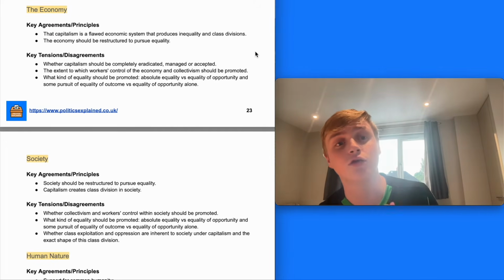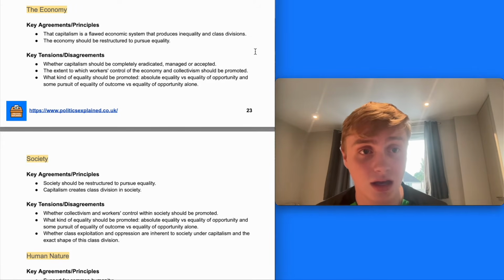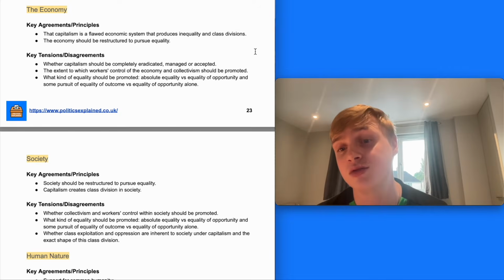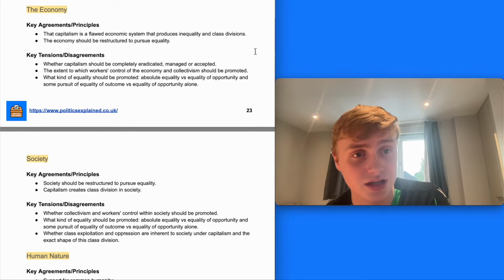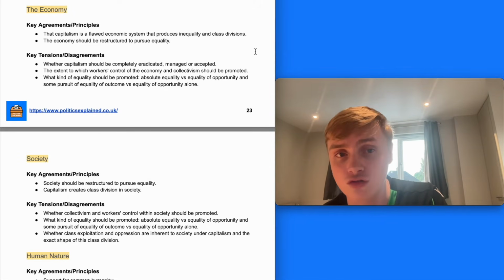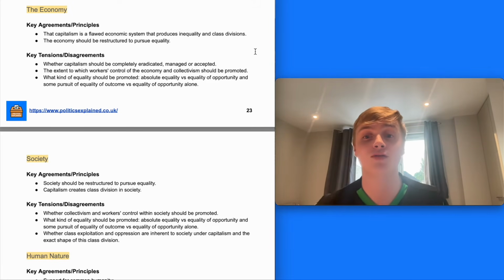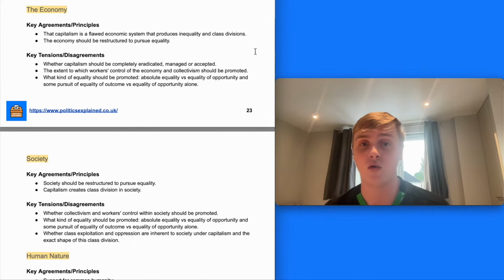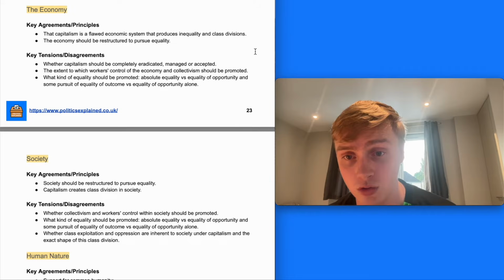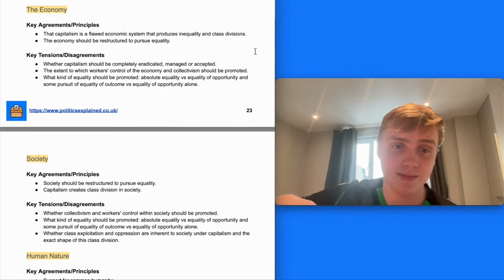In terms of the economy, there's agreement that capitalism is a flawed economic system that produces inequality and class divisions, and that the economy should be restructured to pursue equality. But the key tensions and disagreements are whether capitalism should be completely eradicated, managed, or accepted, the extent to which workers' control of the economy and collectivism should be promoted, and what kind of equality should be promoted. So the absolute equality of revolutionary socialists versus equality of opportunity and some pursuit of equality of outcome for social democrats versus just equality of opportunity for the third way.